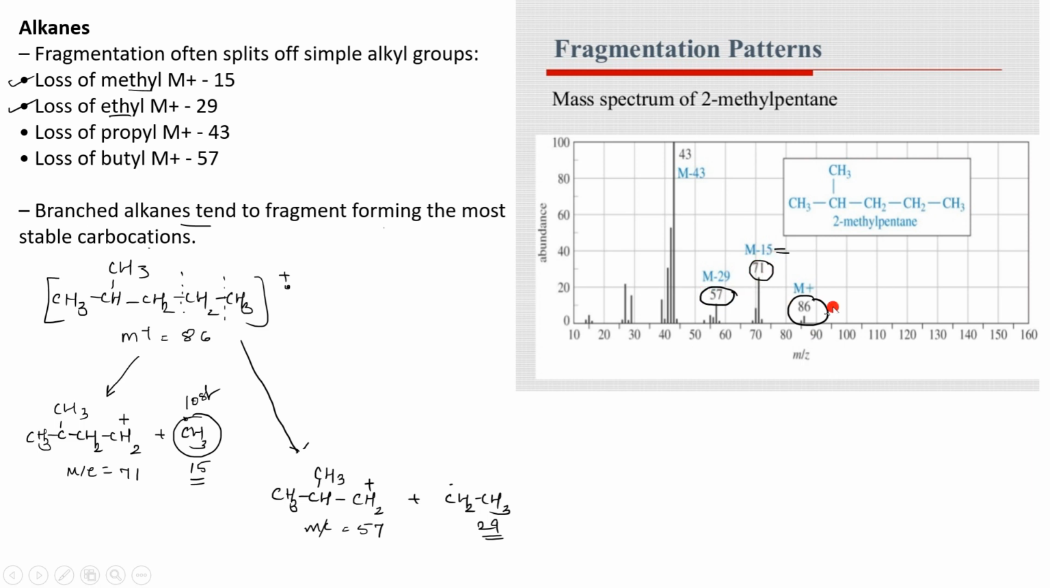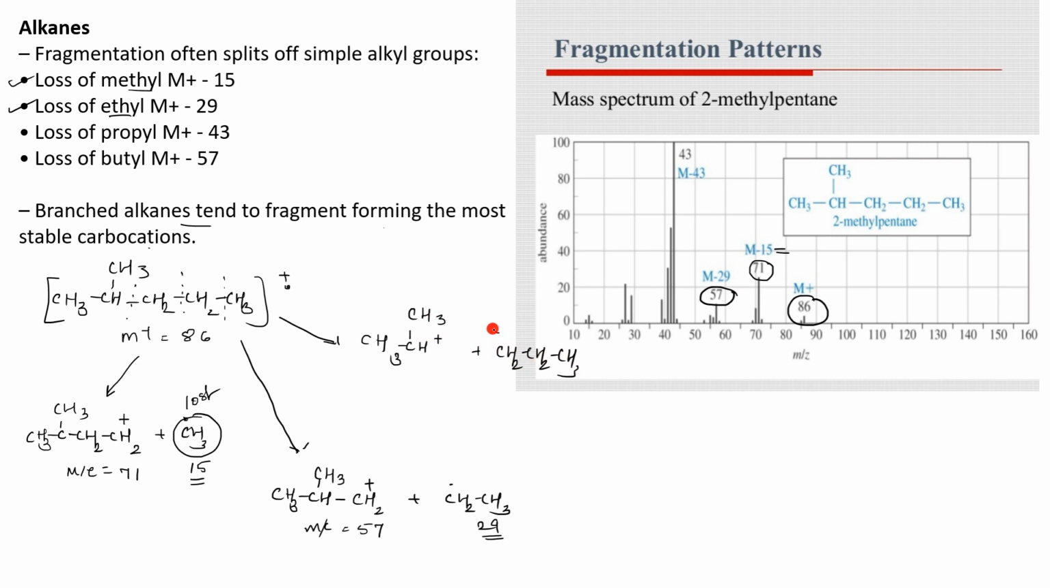More so, 86 minus 57 is 29. So I told you multiple fragmentation takes place. Whichever are the stable cations, they will be shown in the spectrum. Another way this fragmentation can take place is that you can break it over here. So this is the CH3, CH, CH3 cation, and this is CH2, CH2, CH3.